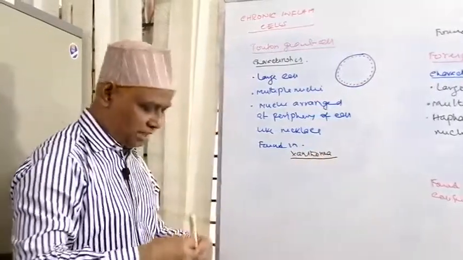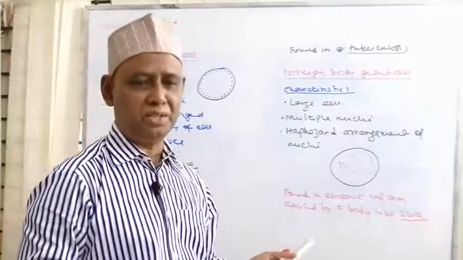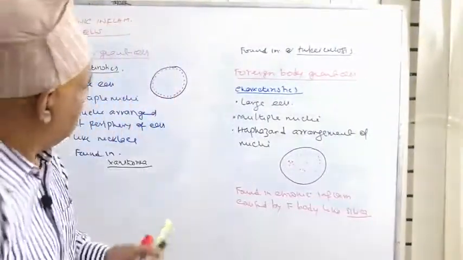So this is the two-tone giant cell. Another one is Warthin-Finkeldy giant cell. It is found in measles.